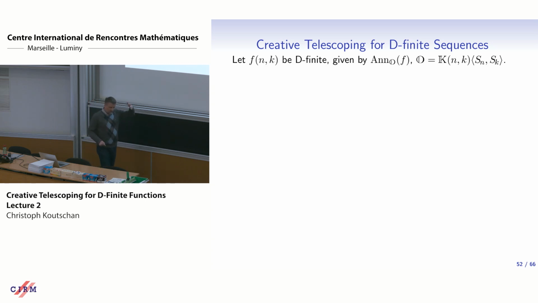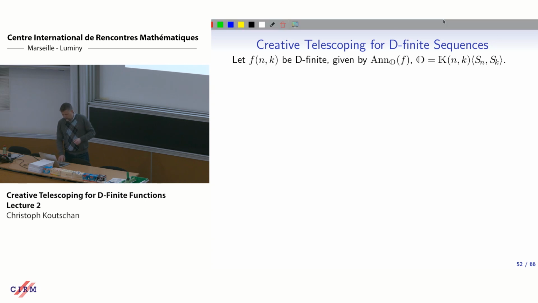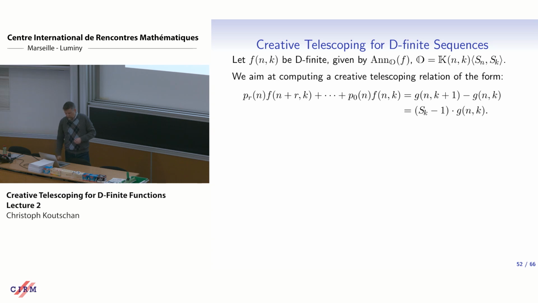Okay, so now let's also at the same time do a recap of creative telescoping that we have seen 2 days ago. But now let's assume that f is an arbitrary D-finite function. Here I focus on the shift case, so n and k are 2 shift variables. Last time we assumed it's a bivariate hypergeometric term. Now it can be D-finite of any rank. And so, of course, we have f given by its annihilator, not in a closed form. And to say something about the sum of f with respect to k, we want to sum f, k from, let's say, 0 to n or whatever.